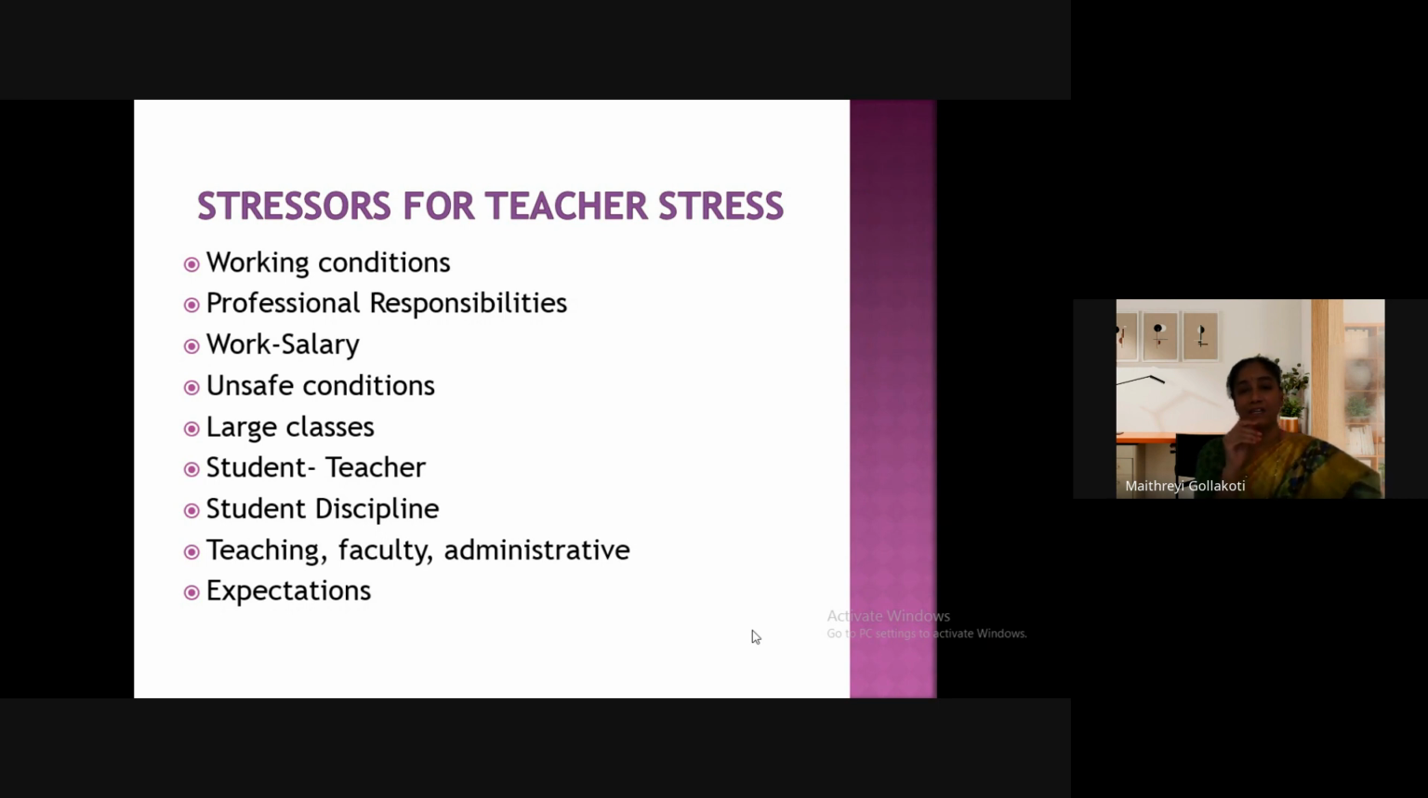The next, student and teacher. See, the relationship between a student and teacher sometimes is tricky. Sometimes students have some discipline problems. Sometimes students may not understand what the teacher is telling, or sometimes the students have some problems at home which reflect on their behavior in school. Mostly that happens. The indiscipline of the child comes from some problem which he or she is experiencing at home. So all these things create a lot of stress in the teacher as well as the student.